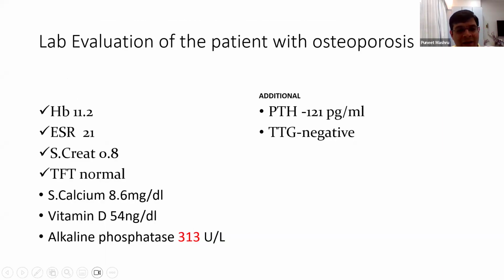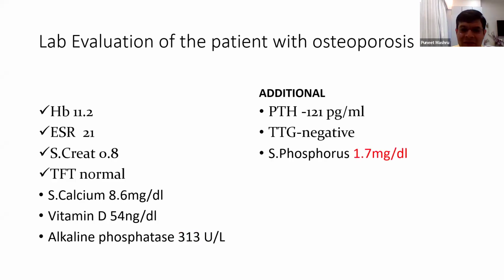So we were expecting a very low vitamin D, but the vitamin D is absolutely normal. Calciums are low normal. Alkaline phosphatase is very high. All the other workup is normal. But there is one test which is missing, which will give us a diagnosis, and which was not done for many, many years, was of phosphorus. A phosphorus is 1.7, very, very low.